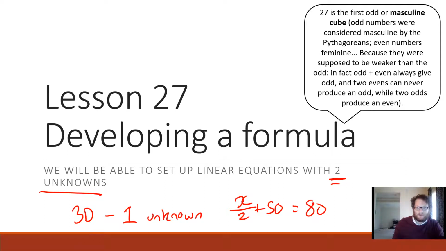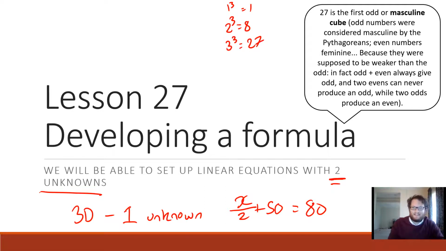How does that work? Today's fact is lesson 27 is the first odd or masculine cube. If you think about the first cube number, if you go with 2 cubed equals 8, 3 cubed equals 27. I guess this is excluding 1 cubed, which is 1, but yeah.